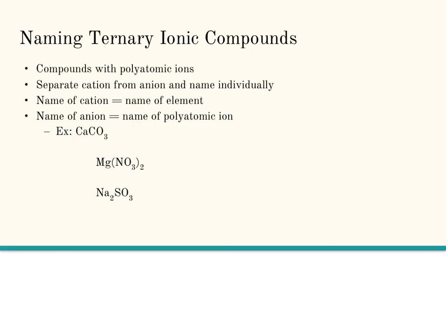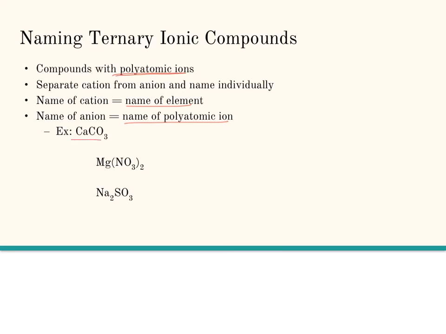The last thing we're going to talk about are naming ternary ionic compounds, and ternary ionic compounds are simply compounds that contain those polyatomic ions. Remember, polyatomic ions are ions that are made up of more than one atom. When we name ternary ionic compounds, we're going to separate the cation and the anion again and name each one individually. Once again, the name of the cation is the name of the element, the name of the anion is the name of the polyatomic ion.